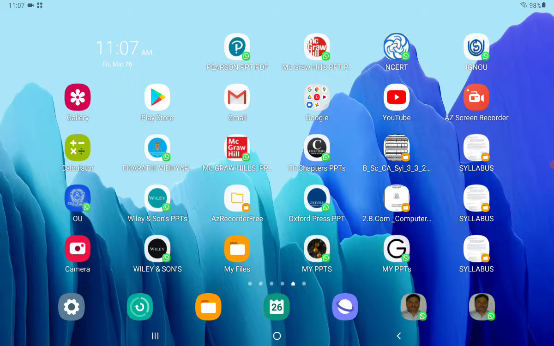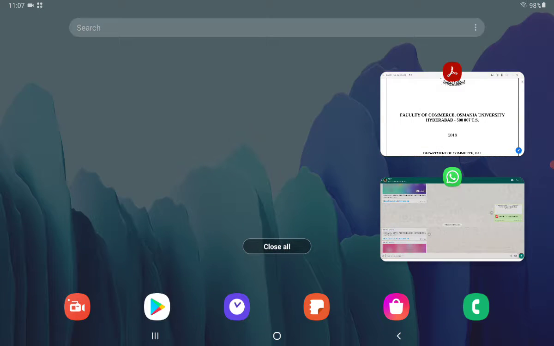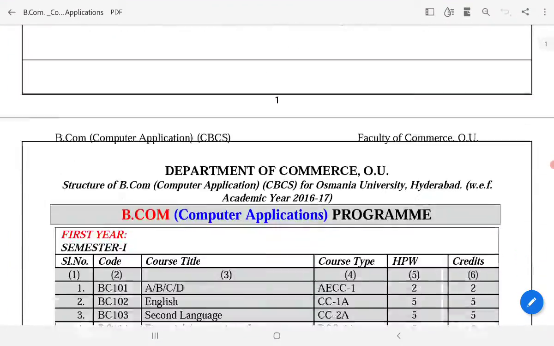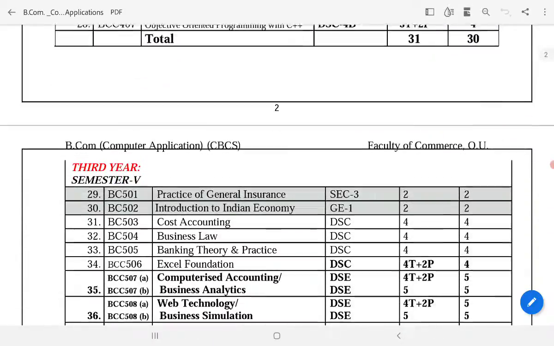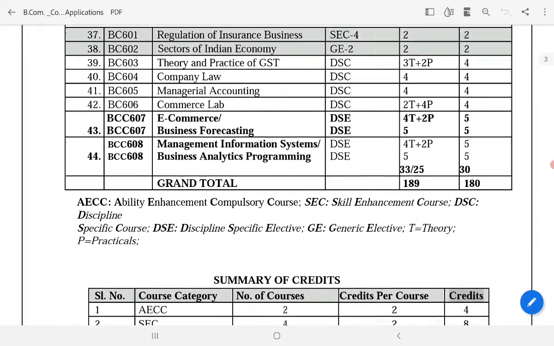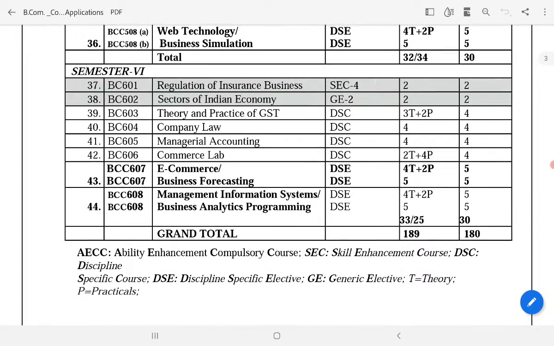We have two papers today. First one is e-commerce and second one is Management Information Systems, MIS. So today we start with the MIS syllabus. What are the contents of Management Information Systems? MIS is five hours per week, 4+2, a 5-credit course. And another paper is e-commerce.